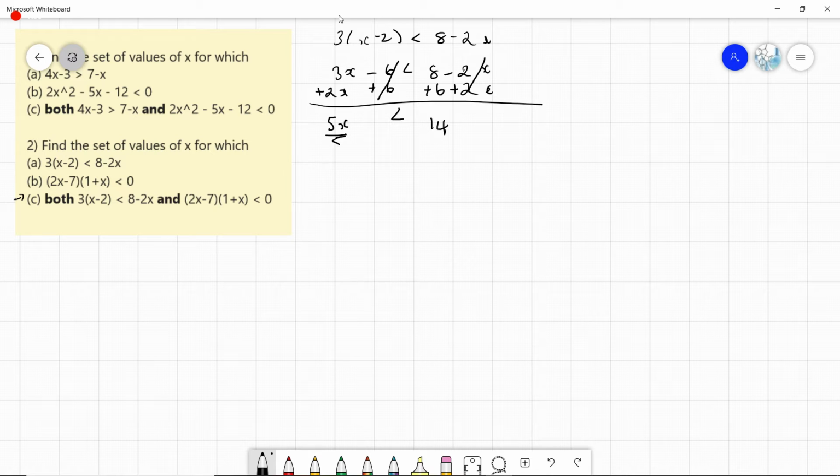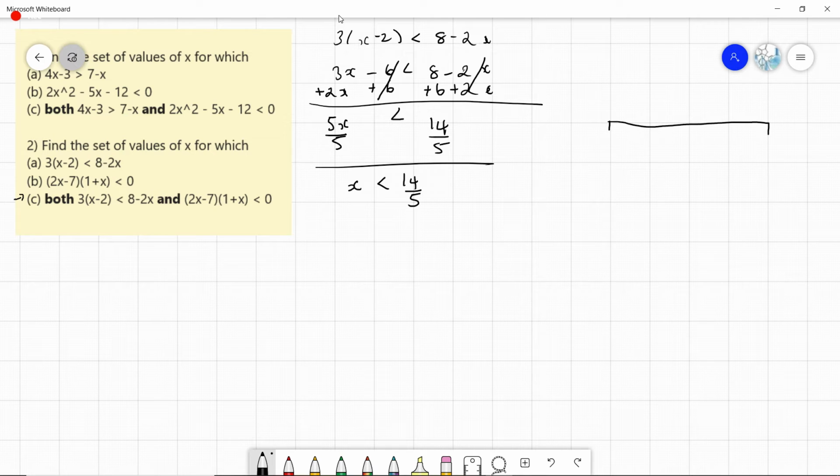So therefore we can divide by 5 on this side and divide by 5 on this side. Our new answer will be x is less than 14 over 5. Now how do we represent this? Values for x. To represent this, I always use a number line.